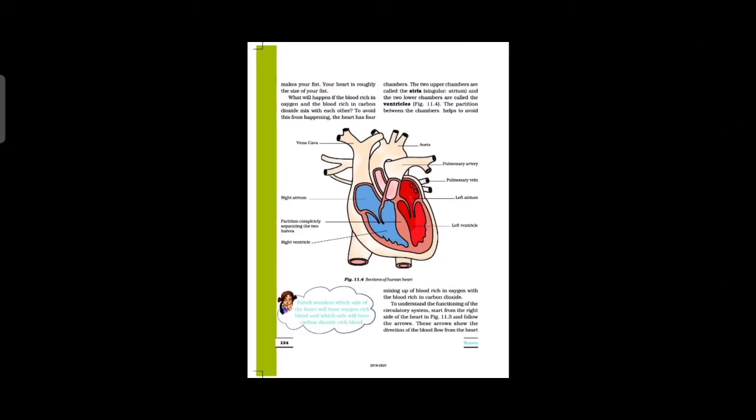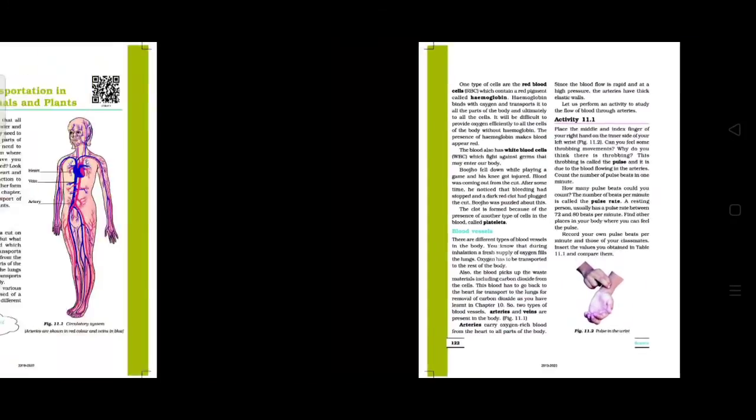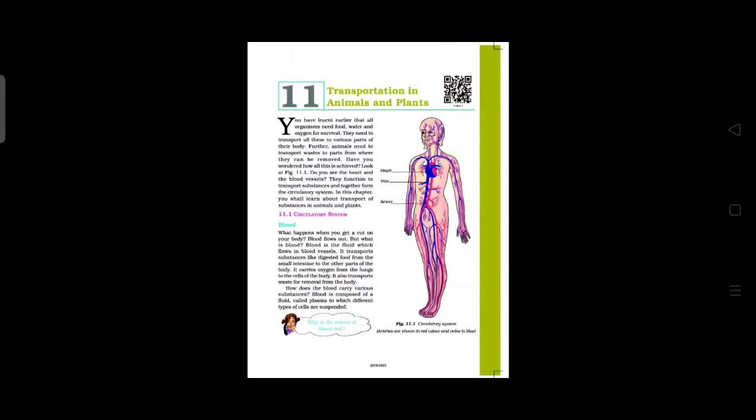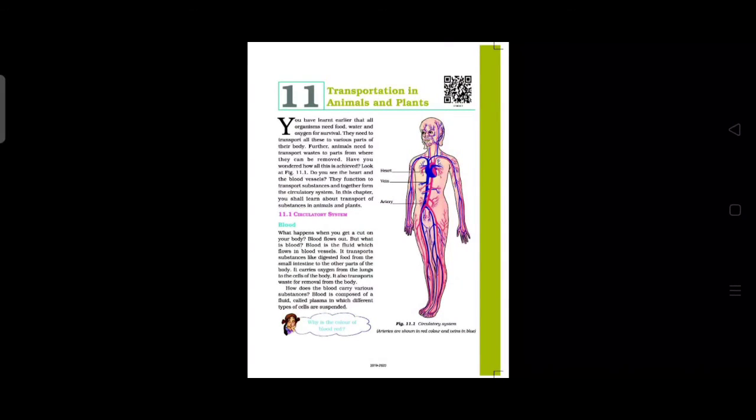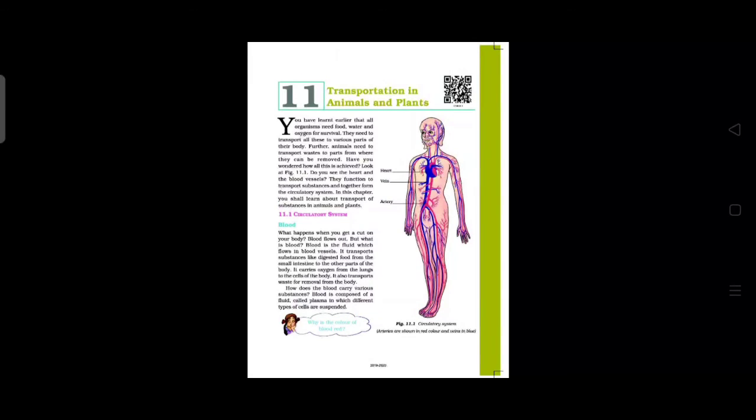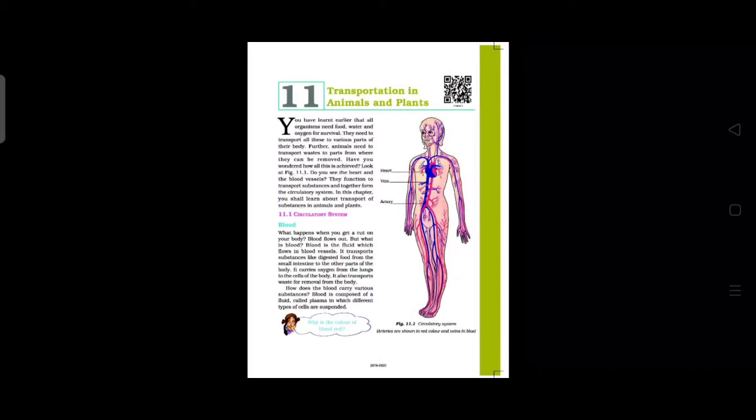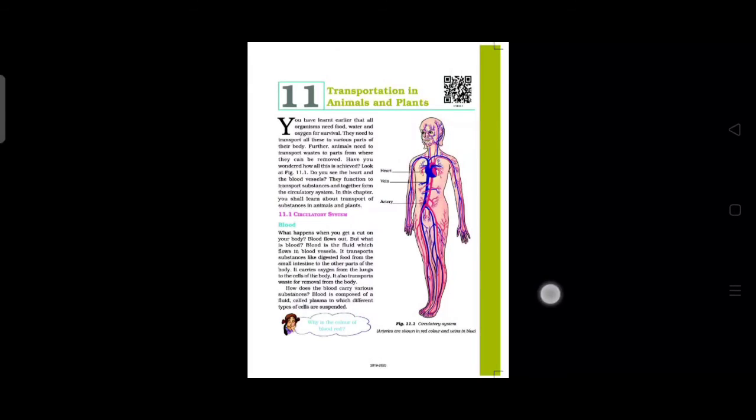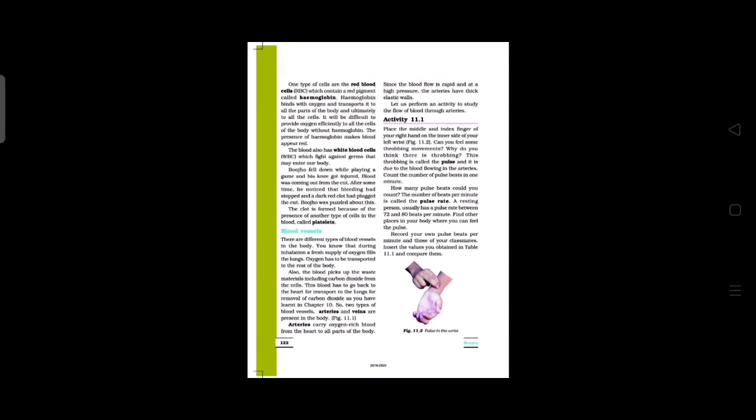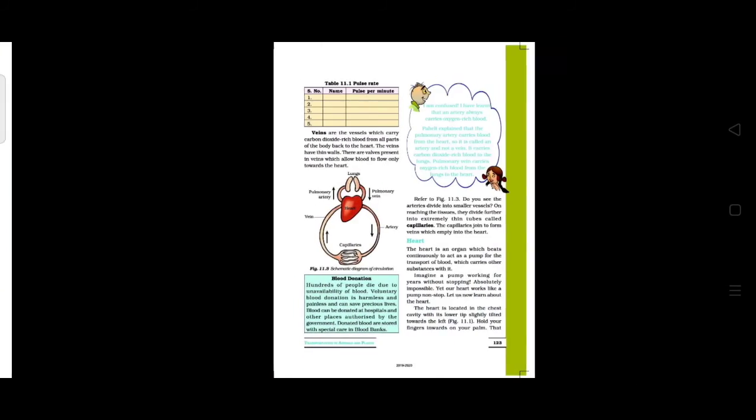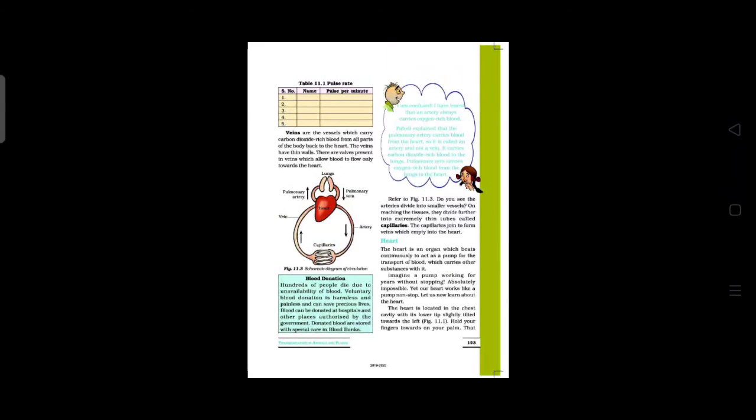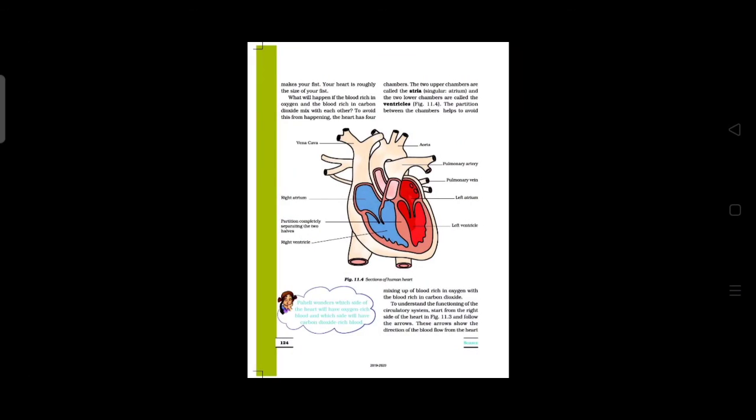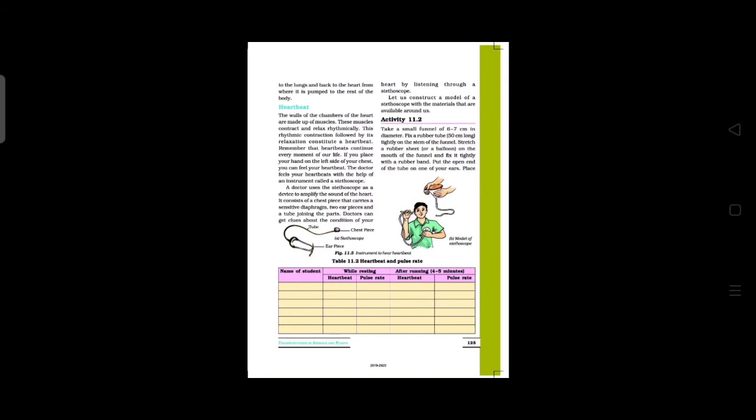Today we discussed what? The circulatory system, right? Then there are some components of the circulatory system. What are they? Blood, blood vessels, and heart. Blood consists of four components. What are they? Plasma, red blood cells, white blood cells, then platelets. Then blood vessels are of two types. What are they? Arteries and veins. Then about the heart. Then about what? Heartbeat. That's all about today's topic.